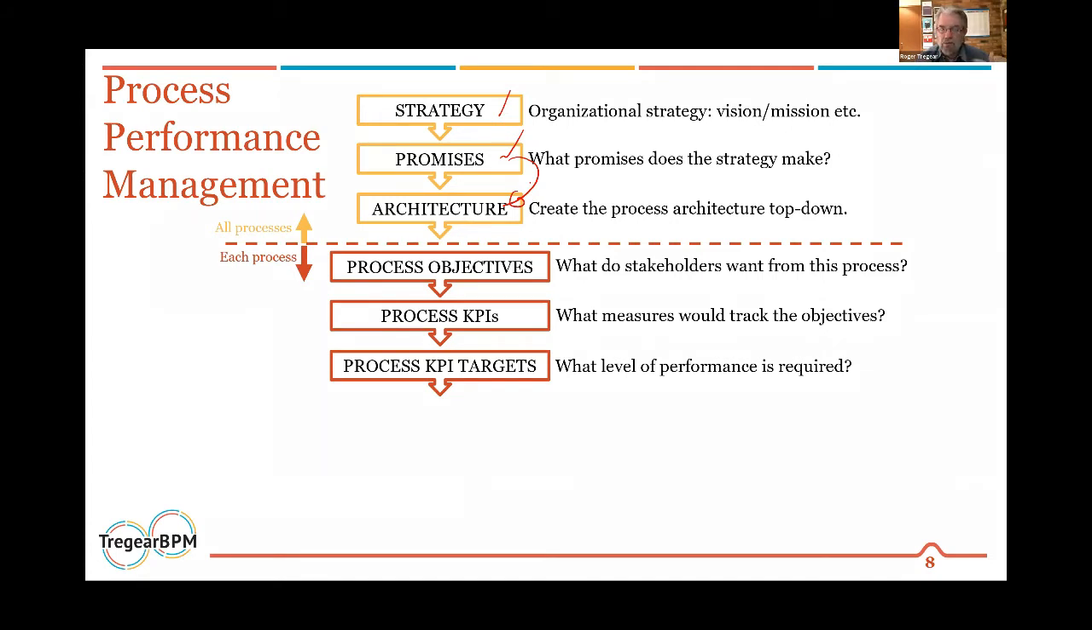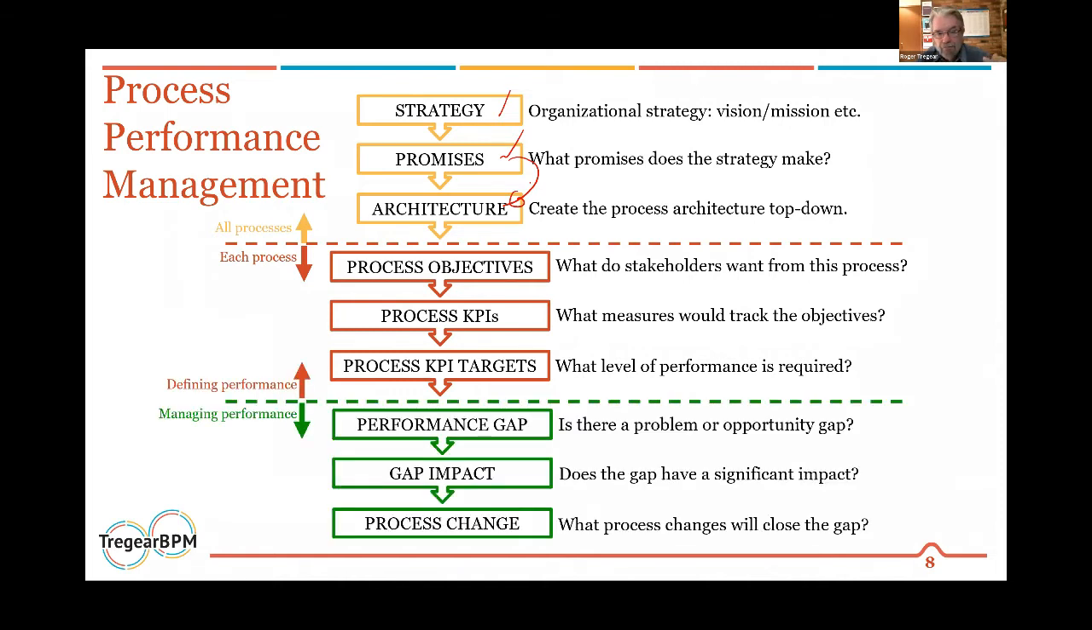what is it the stakeholders want from them? How could we track that? So what are the process KPIs? What targets should we set for those KPIs? So now we've defined a performance environment, and now we want to go on and manage that performance. So now we've come over this boundary here, and we've set up the definition of performance.